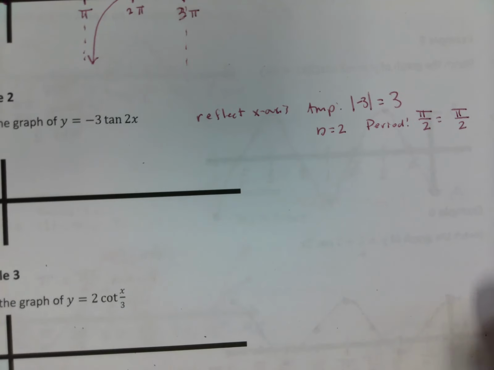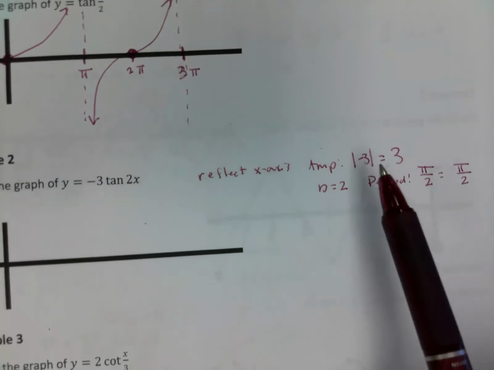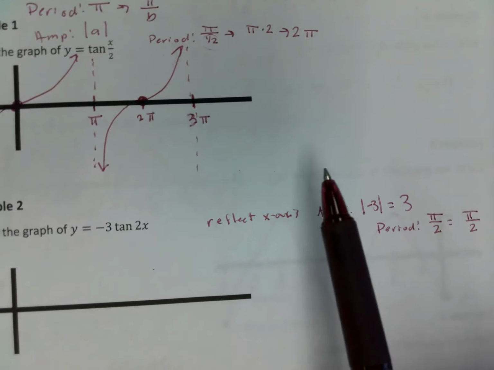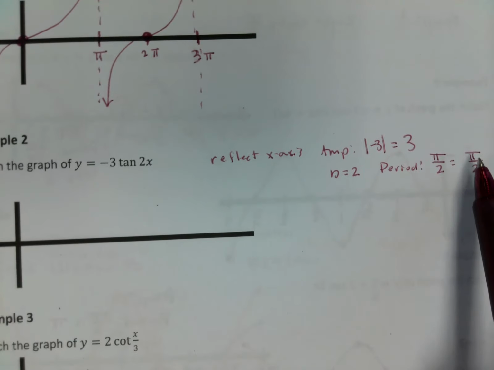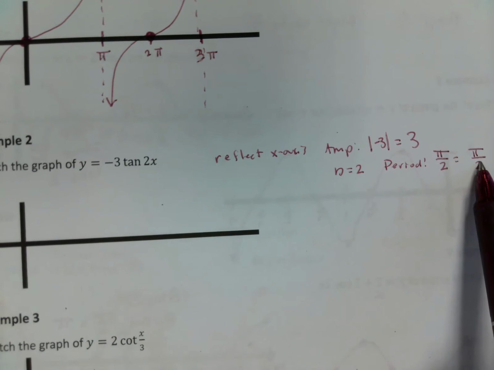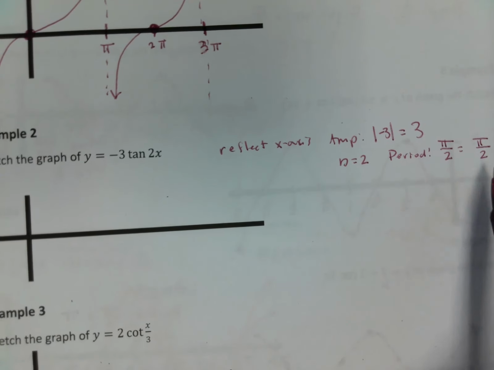Whoopsie, sorry, I'm off the chart. By 1/2. So my period was pi, so I had to double it. Here, my period is 1/2 pi. So now I'm going to have to divide by 2.